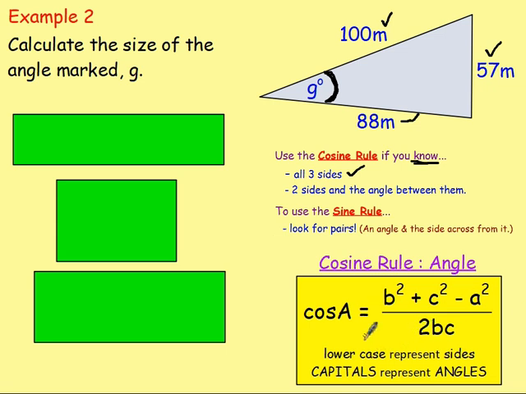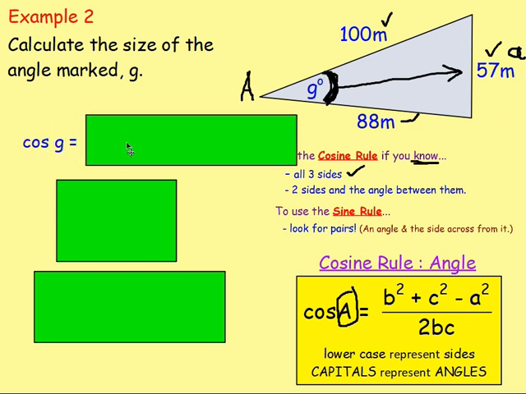On the formula sheet, in the formula, remember the lowercase letters represent the sides and the capital letters represent the angles. Because this here is the only angle we are wanting to find, this here then has to be our A. So you can imagine that just as angle A in the formula. And because of that, if this was angle A, across from that would be our lowercase a. So when we're putting this into the formula, it's going to be cos of this angle here, which we're calling G.